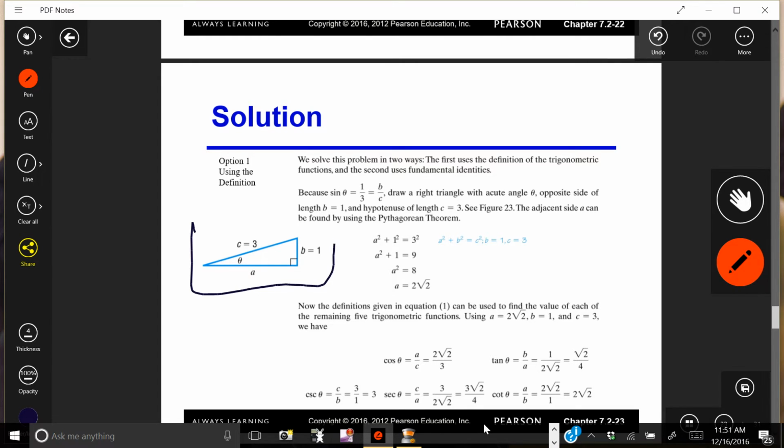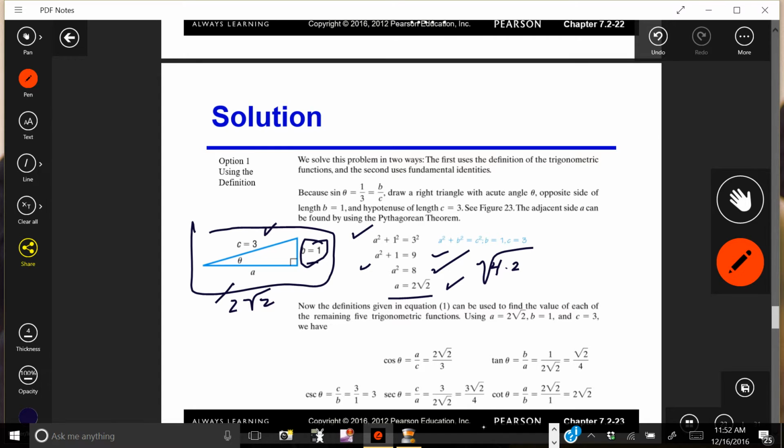We draw the triangle as we just talked about, with the opposite equal to 1, hypotenuse equal to 3, and then write down the Pythagorean theorem, a squared plus b squared equals c squared, and we get a squared plus 1 squared equals 3 squared, which is 9. A squared is equal to 8, and 8, of course, is 4 times 2, so the square root of that is 2 times the square root of 2. So A is 2 square roots of 2.